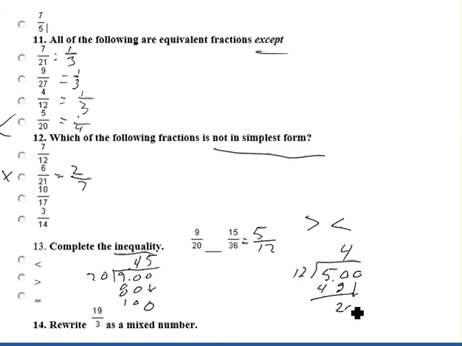12 goes into 20 once. Whoops, I forgot to bring up my decimal. Don't do that. So 0.45 versus 0.41. 0.45 versus 0.41. The arrow always points to the smaller number.